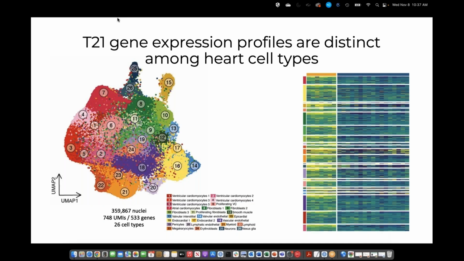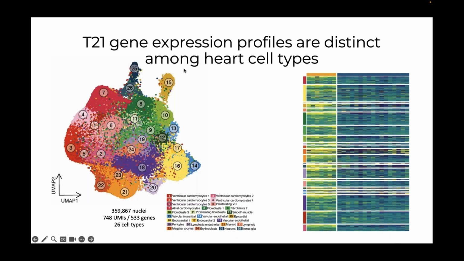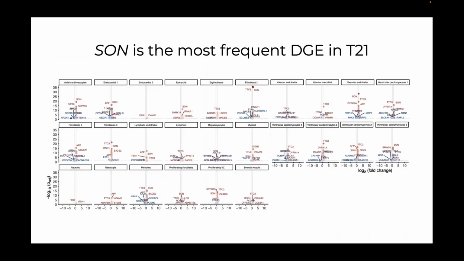So even though there are not differences in the numbers of cells that are represented among the cell types, there are significant differences in the genes that are expressed within these cell types. Vascular endothelial cells had the most genes that were differentially expressed, while the few neurons that are represented within a heart had the fewest number of genes that were differentially expressed.